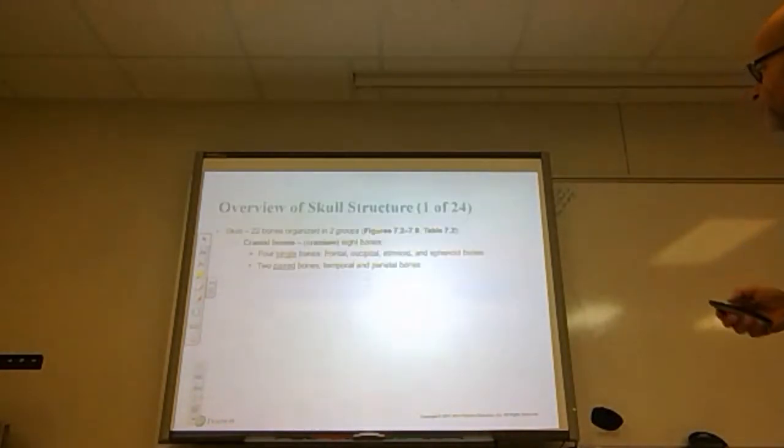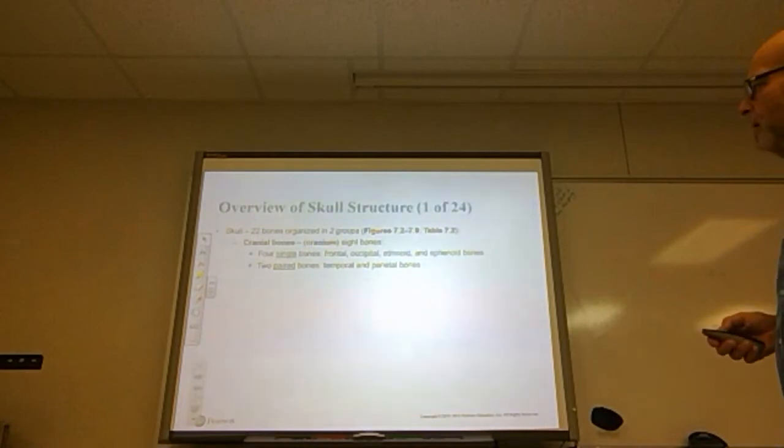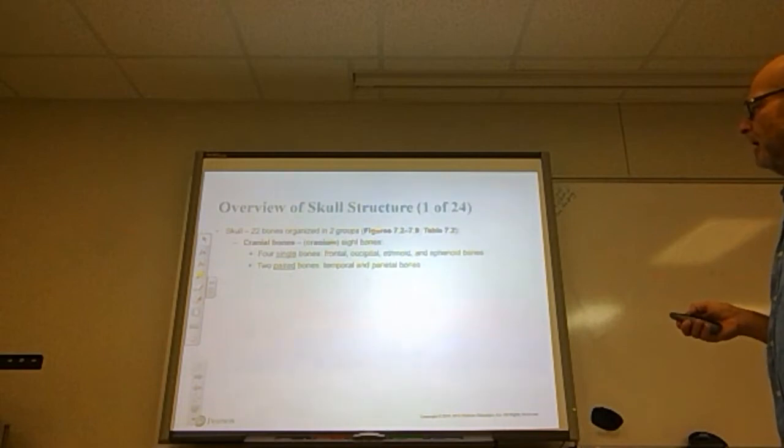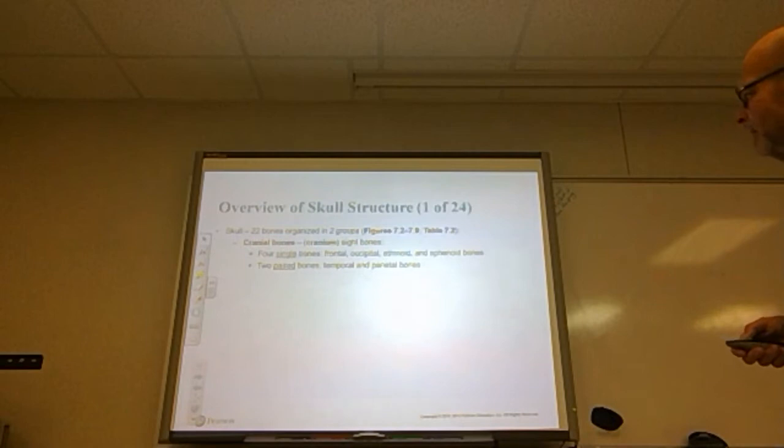Moving on to the skull. The skull is made up of 22 bones organized in two groups. The first group is the cranium. The cranial bones number 8. There are 4 single bones.